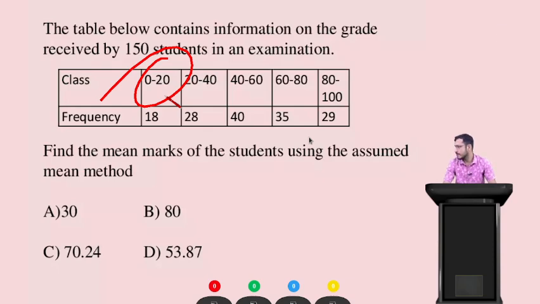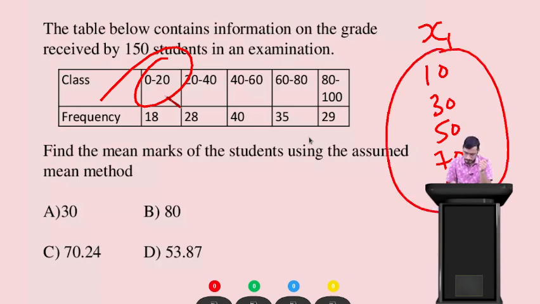Okay students, time's up. So first we find xi, the upper limit plus lower limit divided by 2. For the first class we get 10, in the second one 30, then 50, then 70, and then 90. Now you can see 10, 30, 50, 70, 90. Now the assumed mean: 50 is the midpoint, so 50 is our assumed mean here in this question. So a is equal to 50.